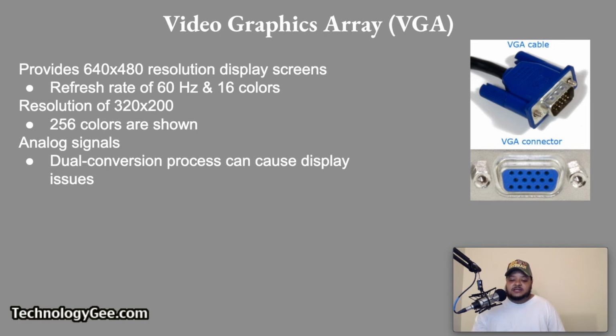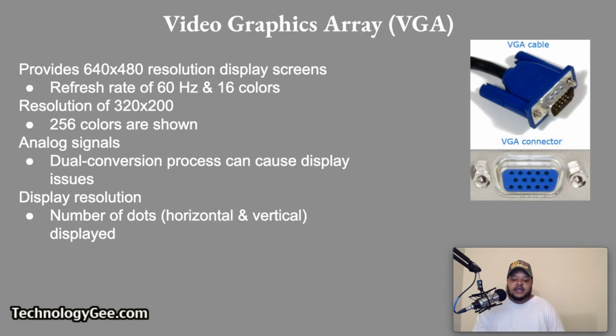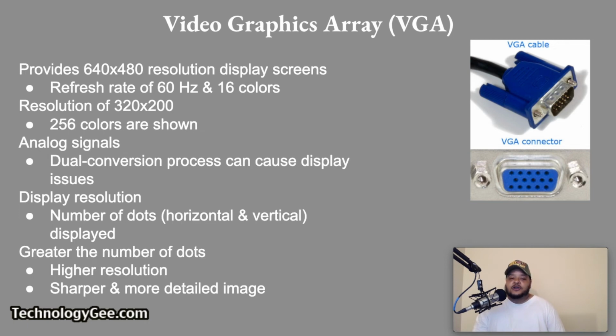Because it is an analog standard, computers must convert digital video signals to analog before sending them through a VGA port to a display. Because current displays are digital, the VGA signal must be converted back to digital before it can be displayed. This dual conversion process can lead to display issues. Display resolution refers to the number of dots, horizontal and vertical, displayed on your screen. So essentially, the greater the number of dots, the higher the resolution, and the sharper and more detailed the display will be.